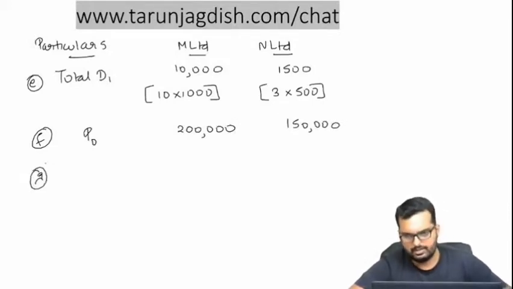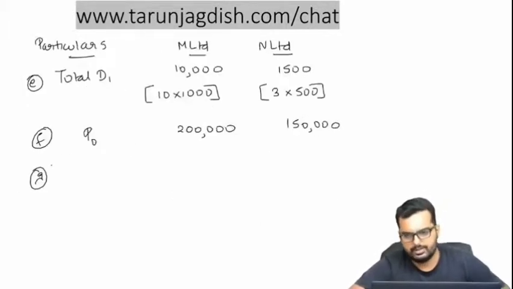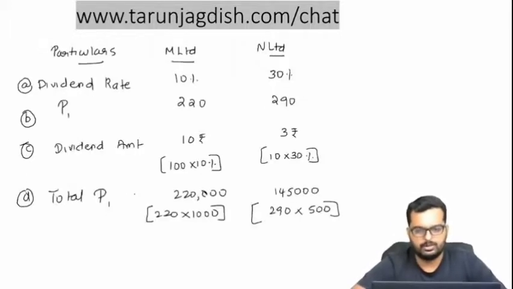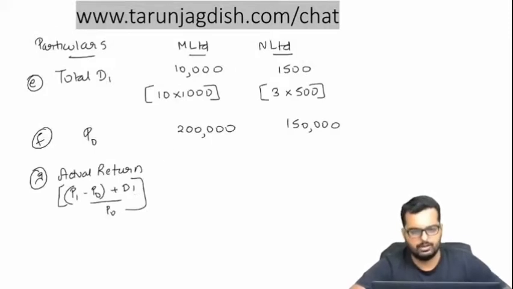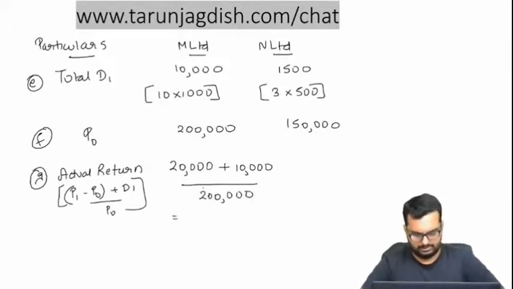From this, can we now find out the formula, that is P1 minus P0 plus D1 divided by P0? So I can find out the actual return, for which the formula would be P1 minus P0 plus D1 divided by P0. How much is P1 coming over here? 2 lakh 20 minus 2 lakh will give you the answer as 20,000 plus 10,000 divided by P0, which is 2 lakh. So that will turn out to be 30,000 divided by 2 lakh. You get the answer as 15% over here.